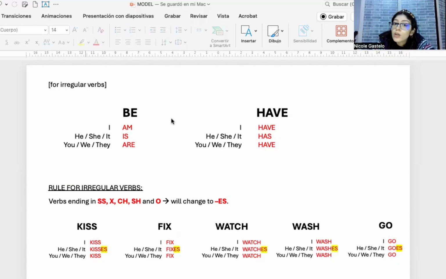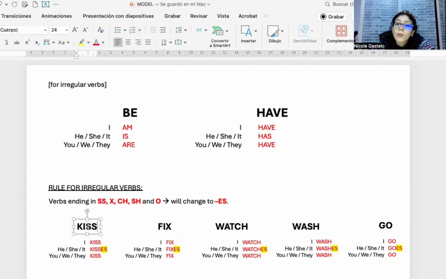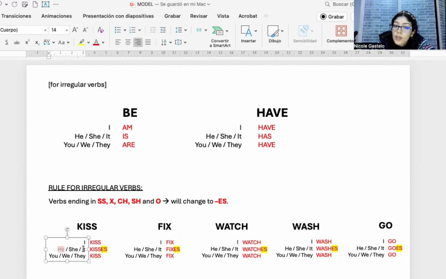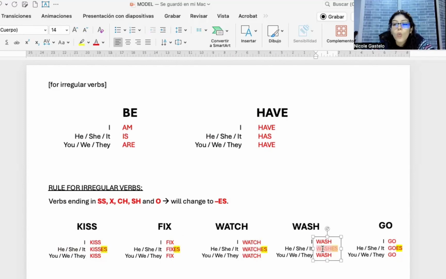So you see how the rule applies? We have some irregular verbs that change all their forms, like be or have, where the conjugation is different, but we also have a rule for the other verbs. So we know when the verb ends in double S, whenever I'm going to conjugate it with these pronouns, he, she, or it will end in ES. Kisses, fixes, watches, washes, goes.